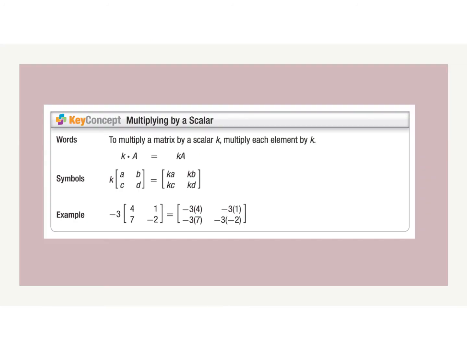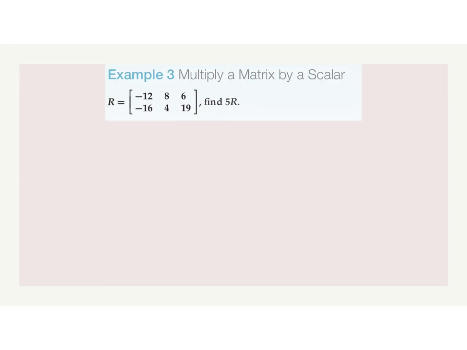Next, we're going to be multiplying our matrices by a scalar. So this number outside, whatever we're multiplying, gets distributed to every single number inside. So it's like 3 times 4, or negative 3 times 4, negative 3 times 1, negative 3 times 7, negative 3 times negative 2. So it gets multiplied to everything on the inside.